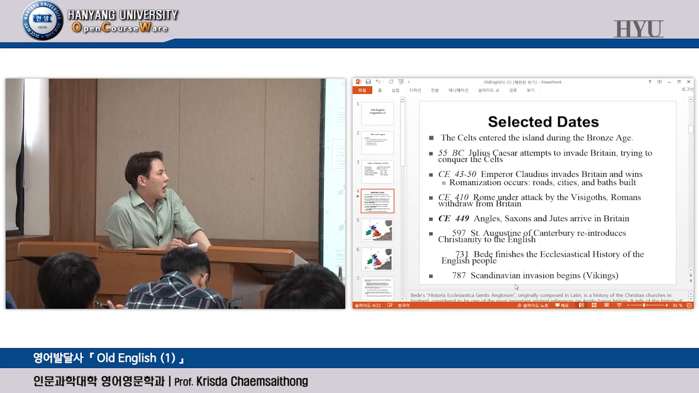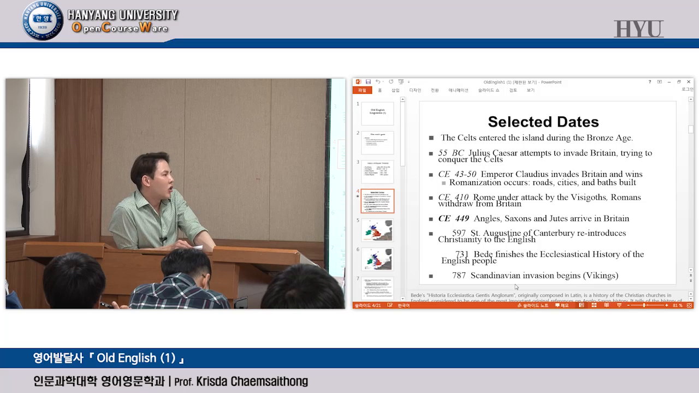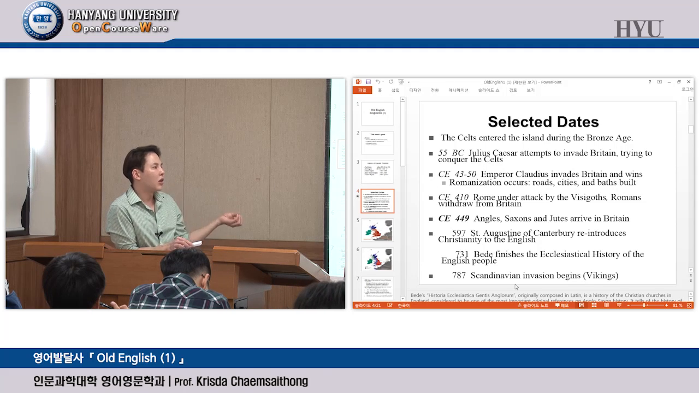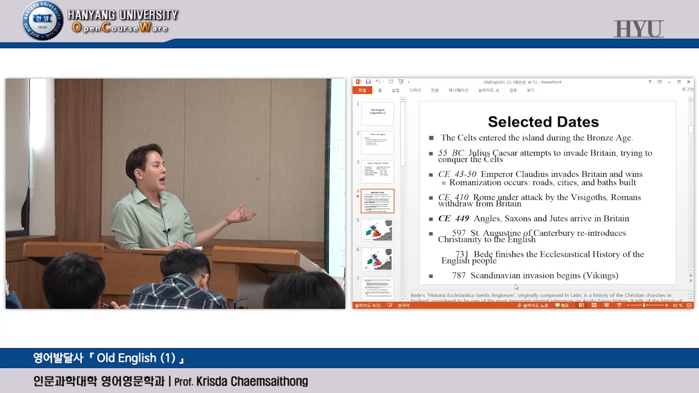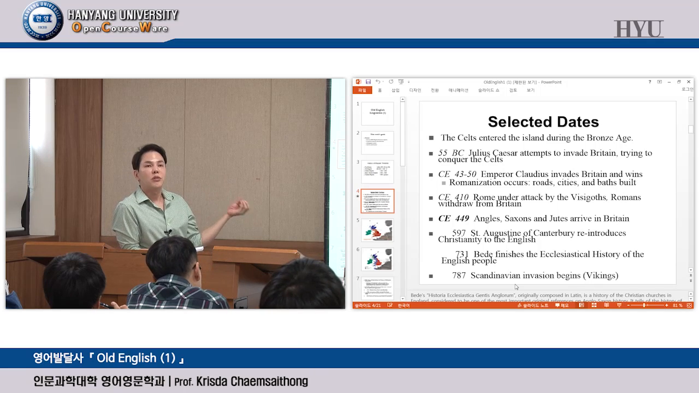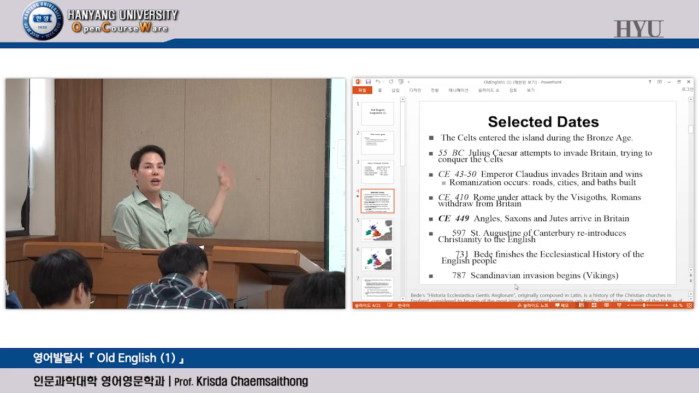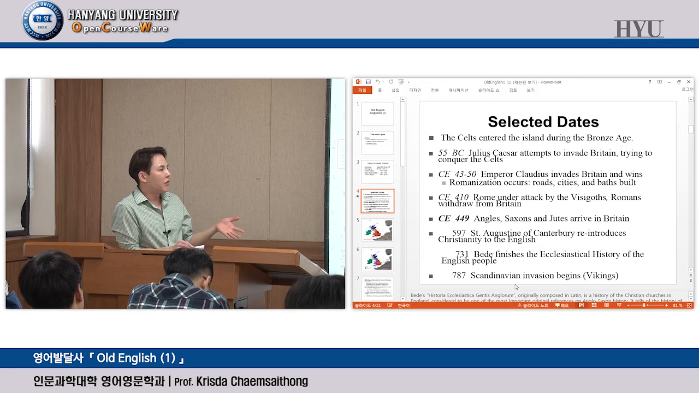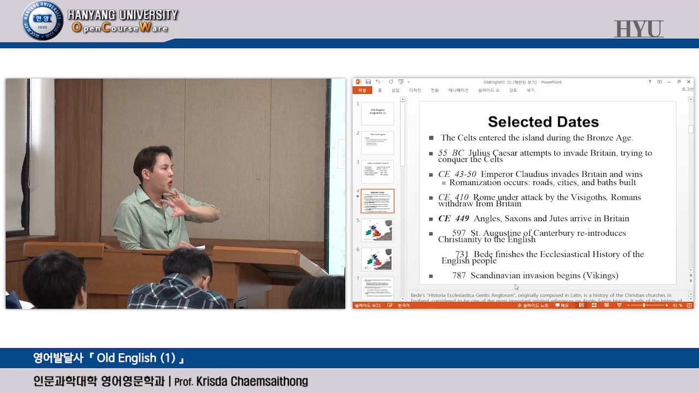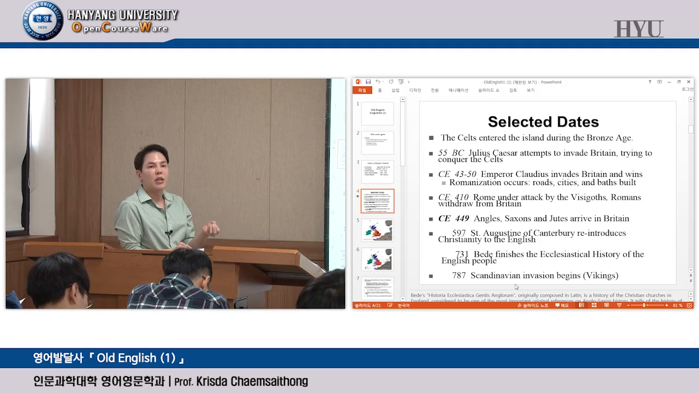And then about 100 years later, St. Augustine of Canterbury reintroduced Christianity to the English people, meaning to the Angles, Jutes, and Saxons here, right? They may have been converted by some Christian missionaries from Ireland, because Ireland was converted first. But then from Rome, there's another route of Christian missionaries that reintroduce Christianity to the English people.